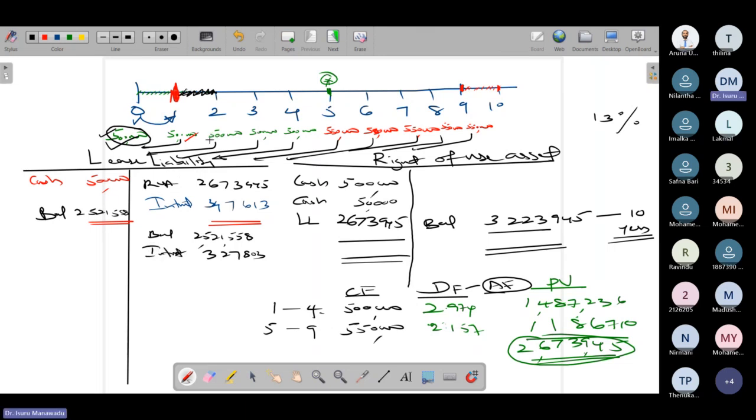Okay, that's the interest. Then we'll pay this 500,000 at the end of the second year. Cash credit, lease liability debit. Take the balance. Balance at the end of the second year.